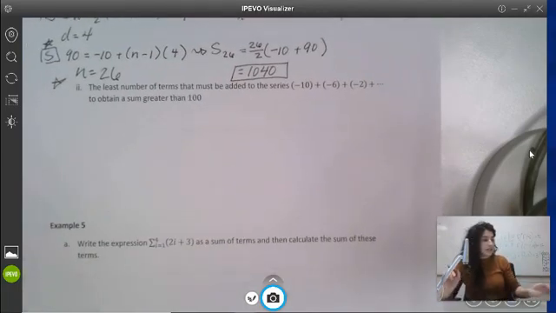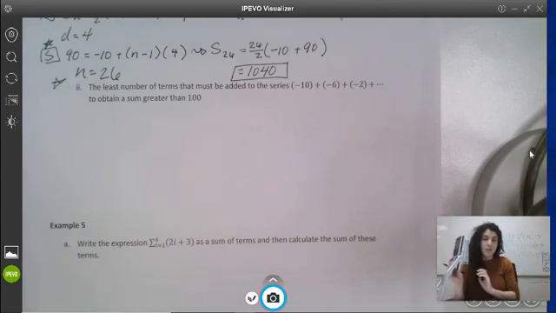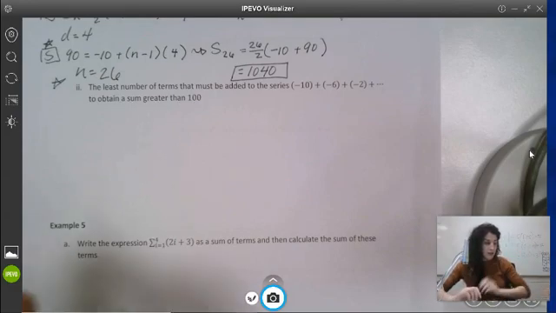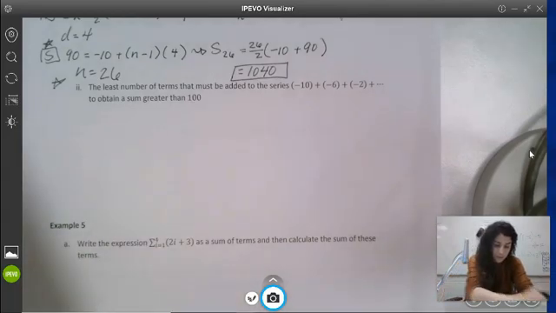This next one is a little bit more complicated, and what we're going to do is use our calculator to help us solve. Your calculator can also create a sequence for you, and we're going to look at how we can use that to help us.